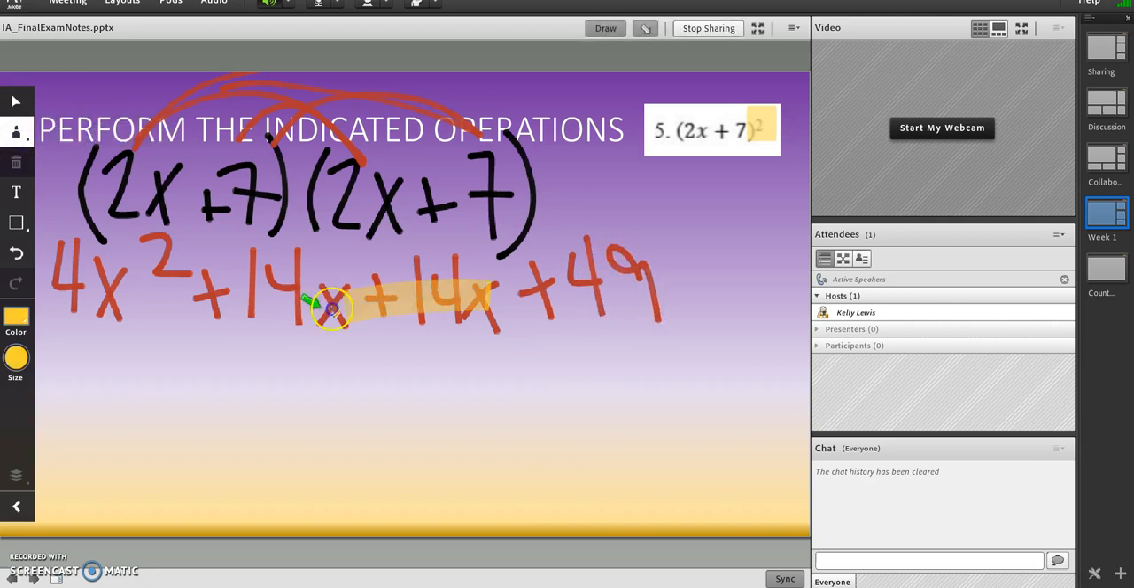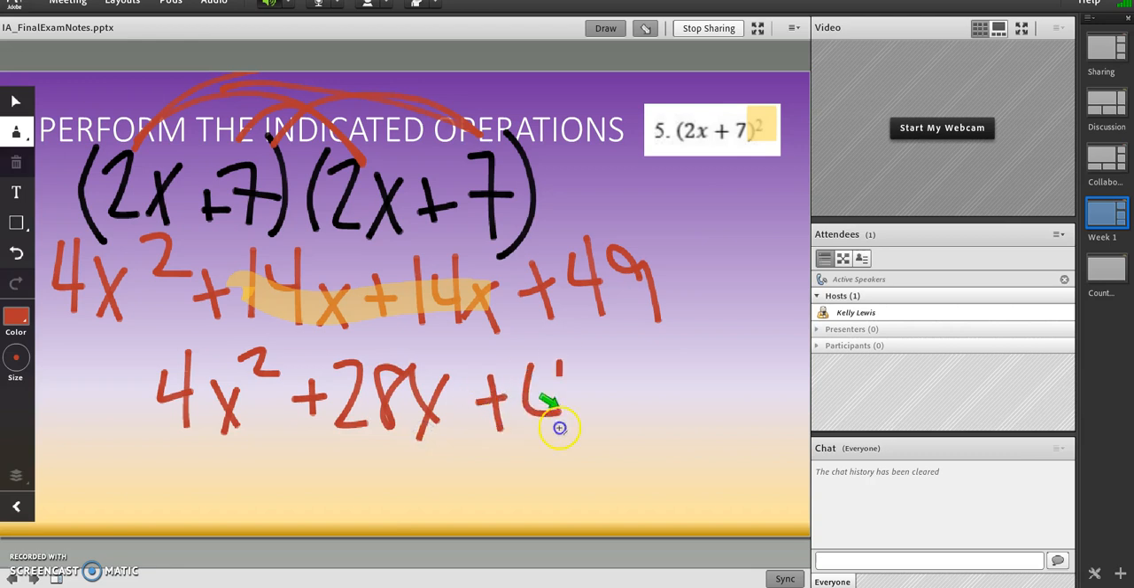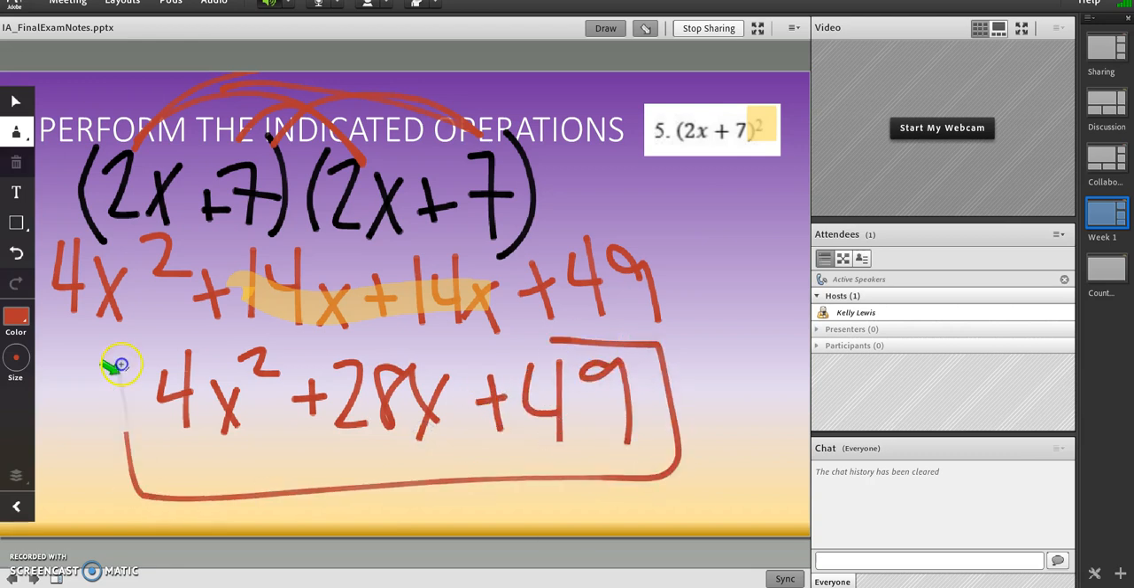And we need to add like terms. So 14 plus 14 is 28. And so this is our final answer after we've multiplied all that out.